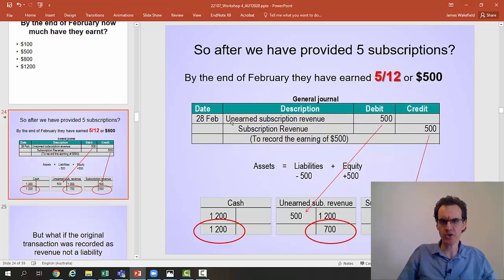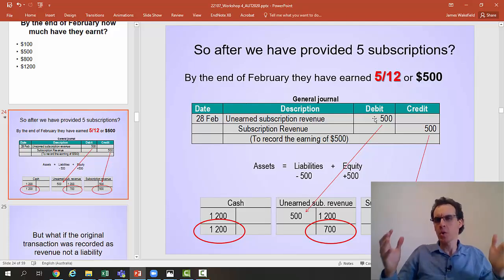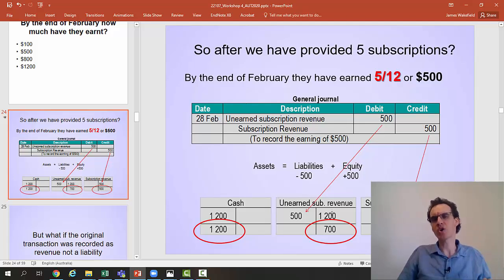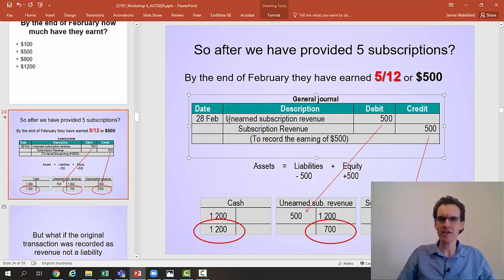They record this adjusting entry of debiting unearned subscription revenue $500, because originally we started out with a $1,200 liability, we owed customers. If we have delivered $500 of that product to the customers, we no longer owe them that amount. So therefore we can reduce the liability by $500 by debiting the unearned subscription revenue liability.